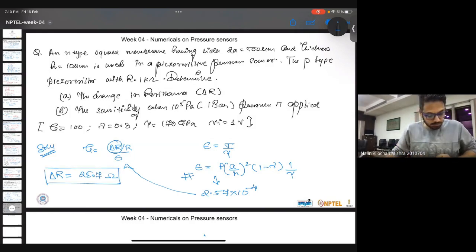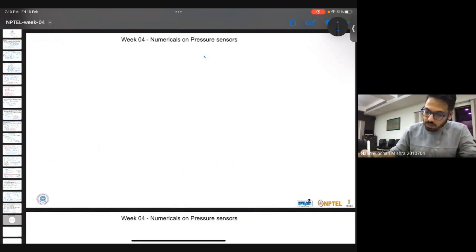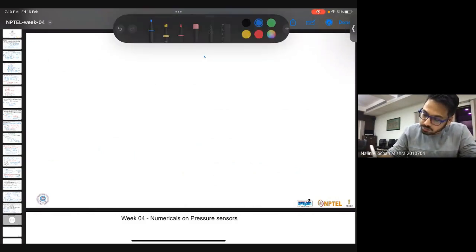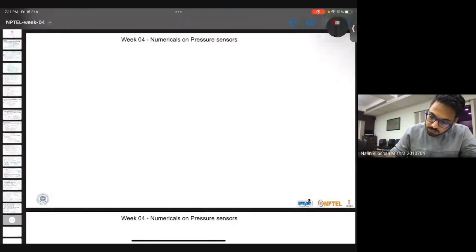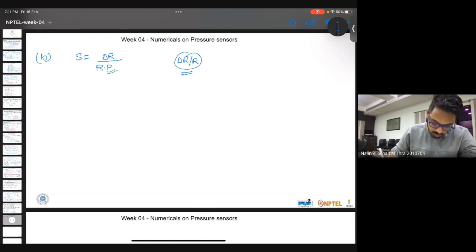The second part can be easily calculated. Sensitivity can be written as change in R by R P. This value of change in R by R you already know, and the value of P you also know. So the answer is 25.7 millivolt per bar.